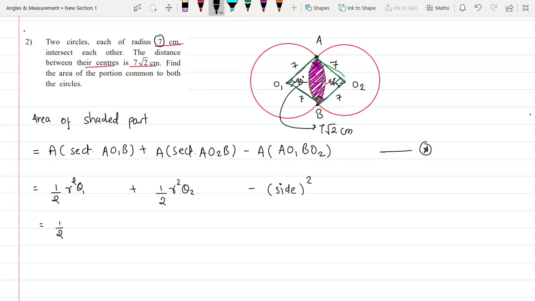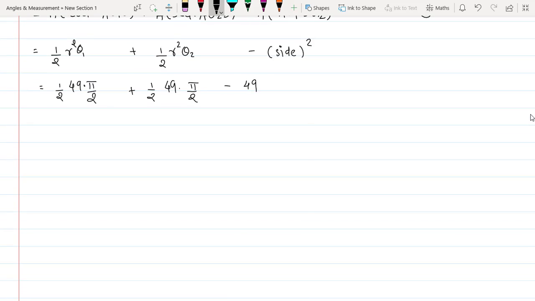1 by 2 r squared, how much is it? Seven, seven squared is 49, plus theta is how much? It's pi by 2. It should be in radians, please remember. Plus 1 by 2, 49, pi by 2, minus 49. Is it okay, everyone? See here, 1 by 2, 49 pi by 2 plus 1 by 2, half 49 pi by 2, half 49 pi by 2, becomes full 49 pi by 2. If I add these two, I will be getting 49 into pi by 2 minus 49.